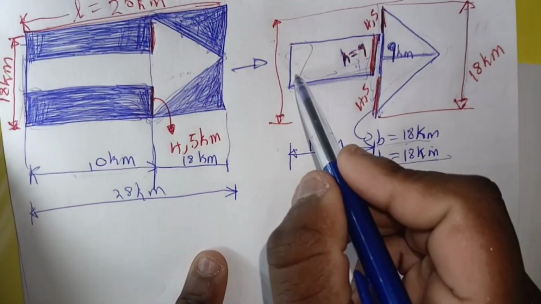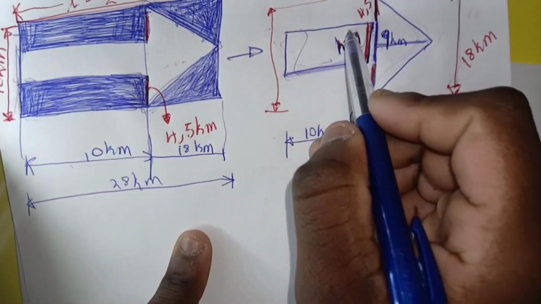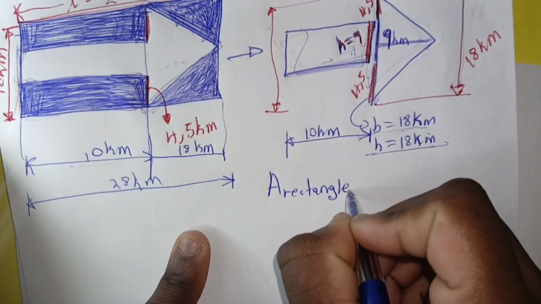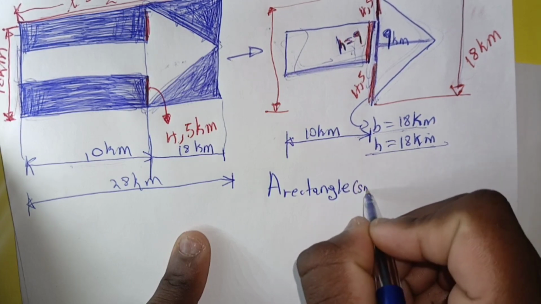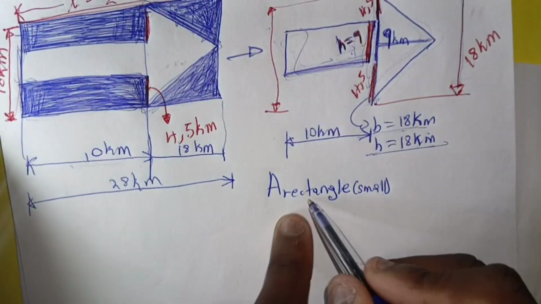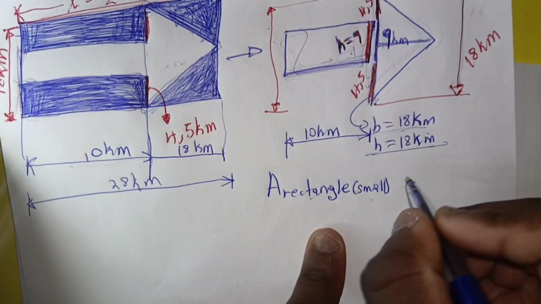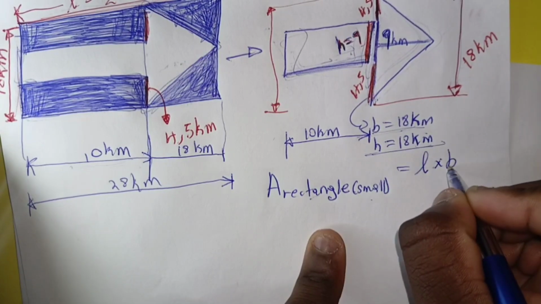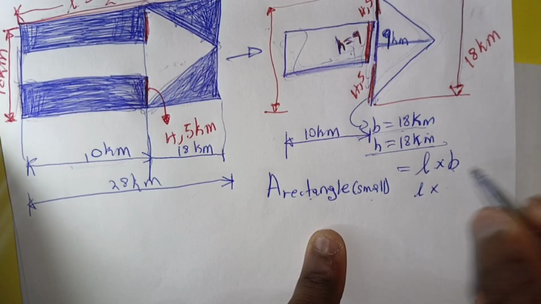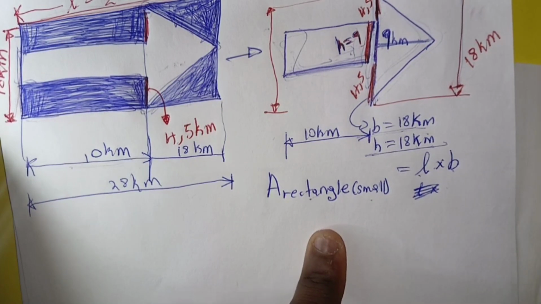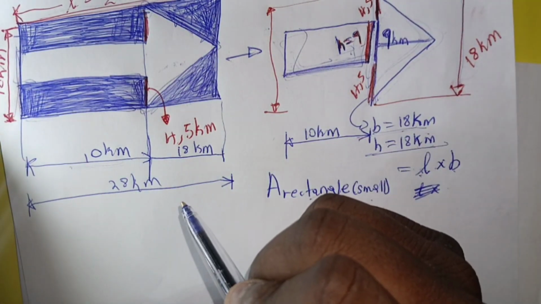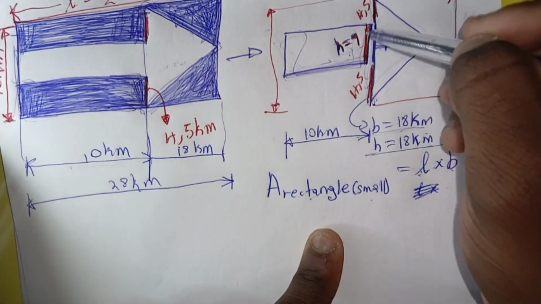So now to get the area of the arrow, let's calculate the area of the small rectangle. Yeah, because you got a small rectangle and the big rectangle. So the area of the small rectangle is equal to length multiplied by breadth, or you can even use length multiplied by height. Both work, I'll just use length multiplied by breadth. In this case, our length, I can just take it as this one.